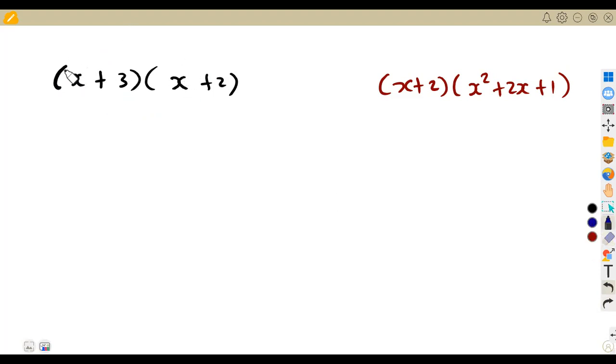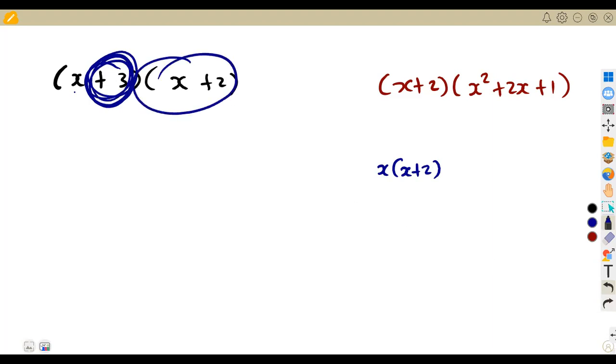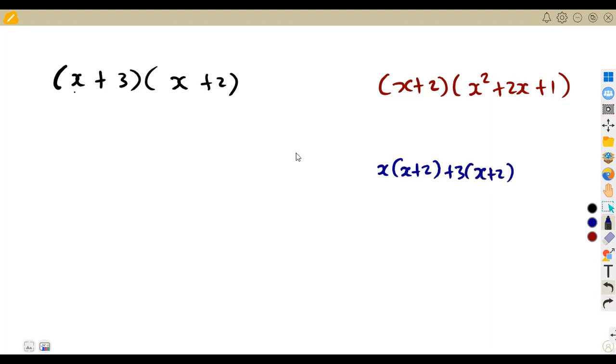So on a condition like that, what it means is that everything in this bracket must multiply everything in the second bracket. So that means the x here must multiply everything that we have in this bracket. So it's going to be x into the bracket of x plus 2. The same thing with this plus 3 that we see here. It must multiply everything in this bracket as it is. So it's plus 3 into the bracket of x plus 2. I said I'm going to explain the shorter method later on, but this is actually what you're supposed to do.